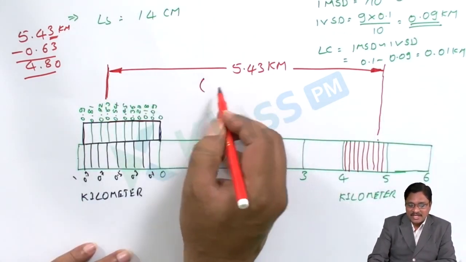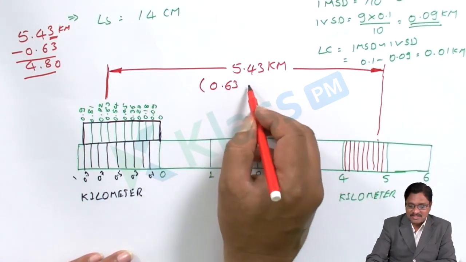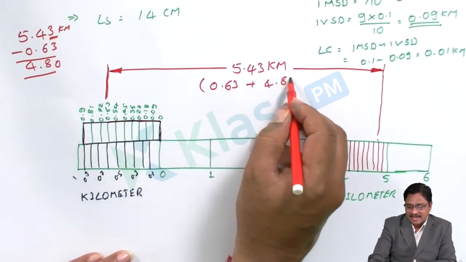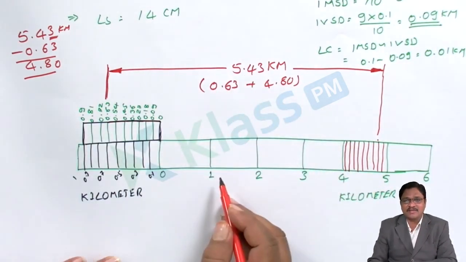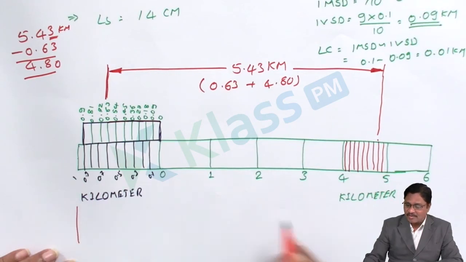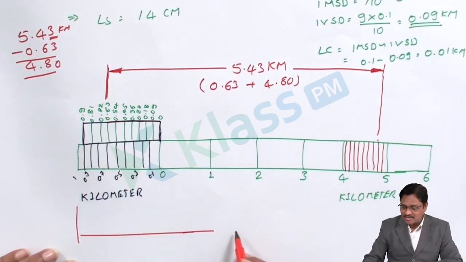Next, how logically you attained it also has to be mentioned. On the vernier scale we covered 0.63, plus on the main scale I covered 4.80. Adding both, I get the sum of 5.43. After that, to complete the solution I have to show the complete total length also. Total length is 7 kilometers.